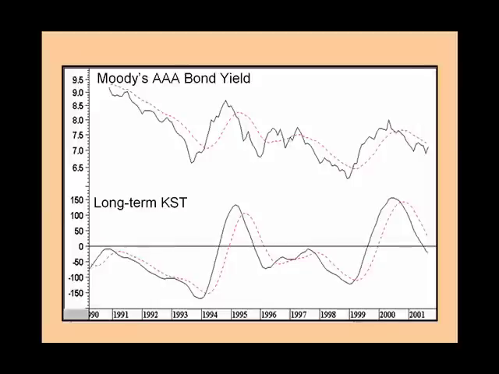This chart shows Moody's AAA corporate bond yield together with a monthly KST. This is known as the long-term KST, and it sets the scene for the determination of the direction and maturity of the primary trend. Signals can be triggered when the KST reverses direction, but since this occasionally results in whipsaw signals, it's more normal to wait for a crossover of the dashed line, which in this case is a 9-month moving average.